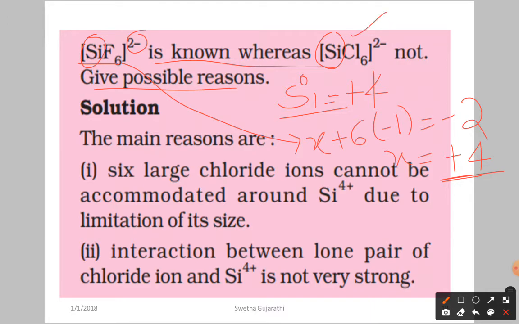In this one also it is the same. For silicon we have to find out, 6 chlorine atoms are there. As you know very well, for halogens the general oxidation state is -1. So here we have the -2 charge, and you set it equal to -2. So finally you are going to get the +4 oxidation state in both the cases.